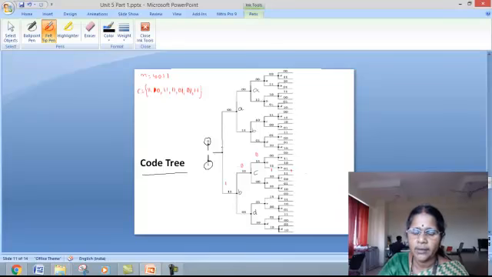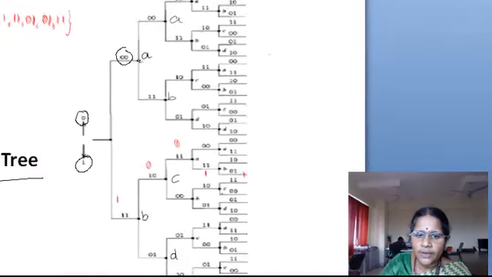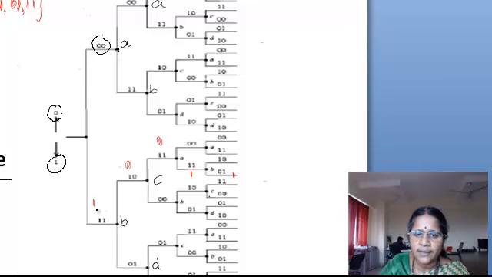Let me repeat. To go up in the tree, take the input bit, the message bit, as 0, and then write the corresponding output and the given state and the next state here. To draw the lower branch of the code tree, consider the input bit as 1, find the next state and the output, and draw the lower branch.